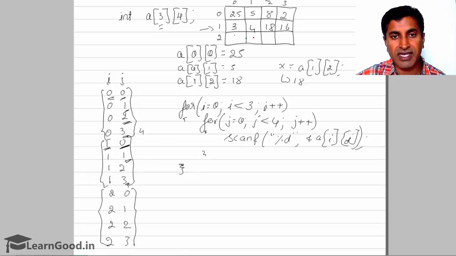So like this, it will read all 3 rows and 3 columns. Same way, this is for the reading part. After reading I want to display, so you can take another for loop. It's going to be the same nested loop: i equals 0, i is less than 3, i plus plus.